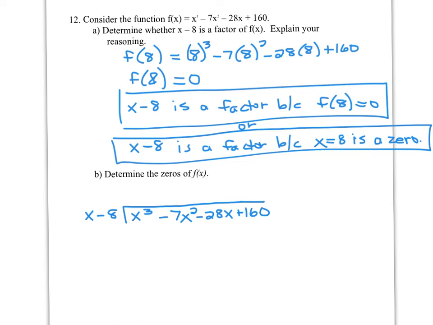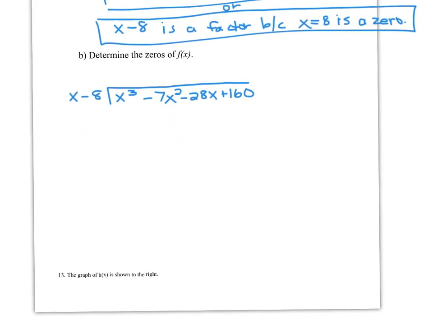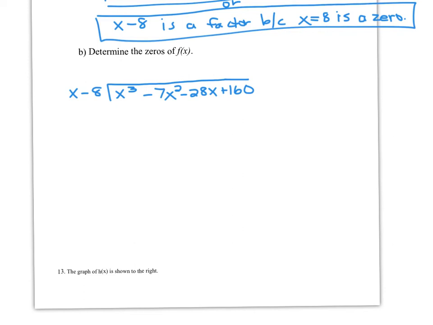Now, one other thing that I want to point out, because x minus 8 is a factor of f of x, this will divide evenly into it, so you will not wind up with a remainder. If you wind up with a remainder, it means you made a mistake. You just got to go back and find it. Okay, so let's start.